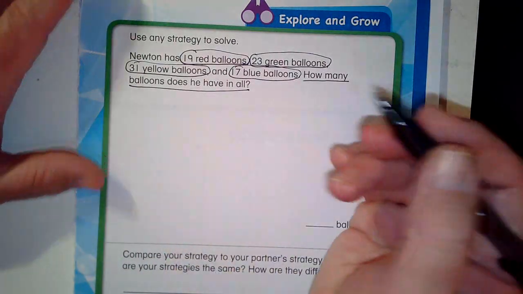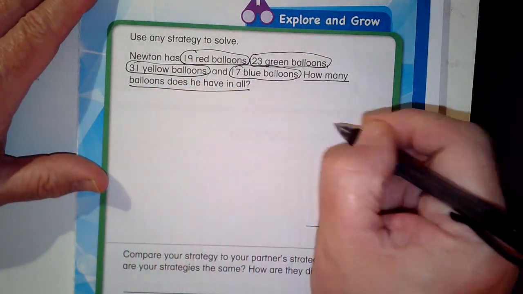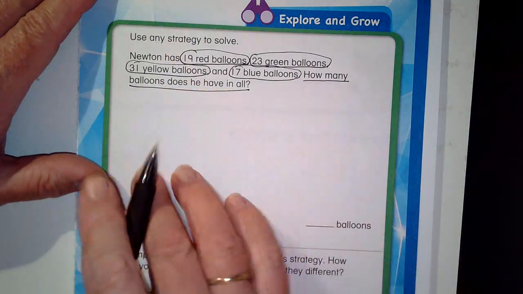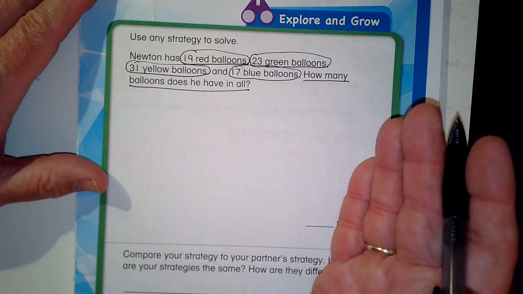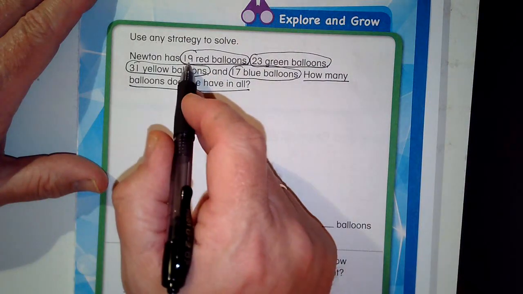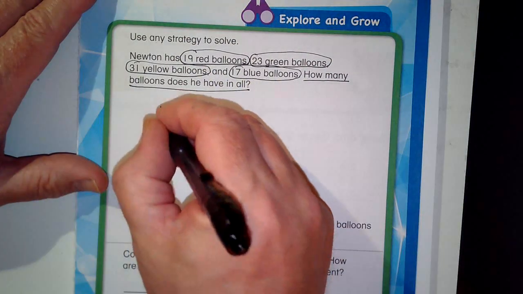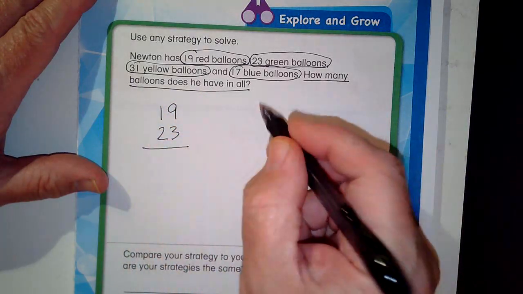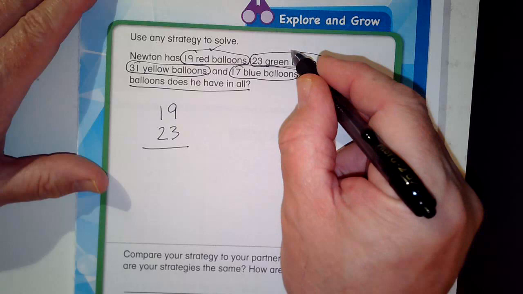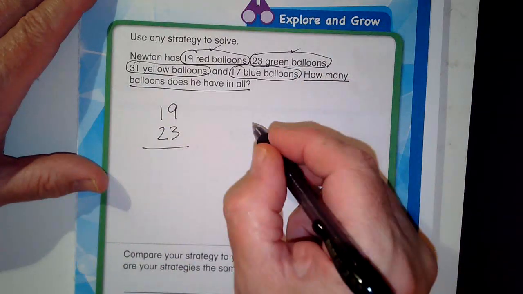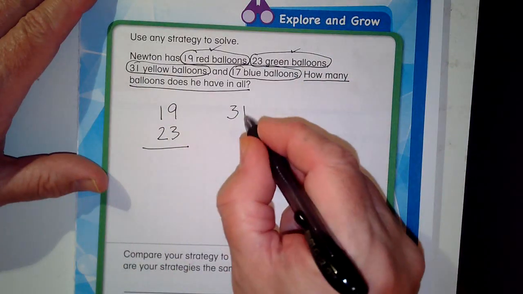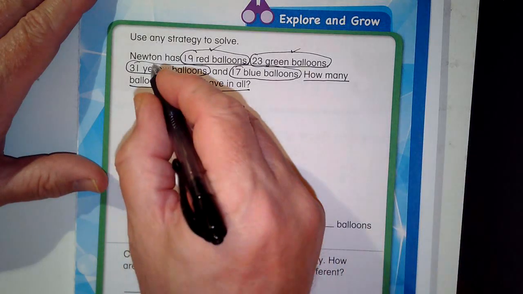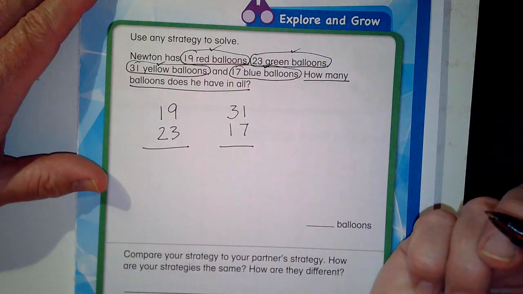So what I could do is draw pictures. I could do models. Or what could I do? I could say 19 plus 23. That would take care of this one and this one. And then I could say 31 plus 17. And that would do this one plus this one.